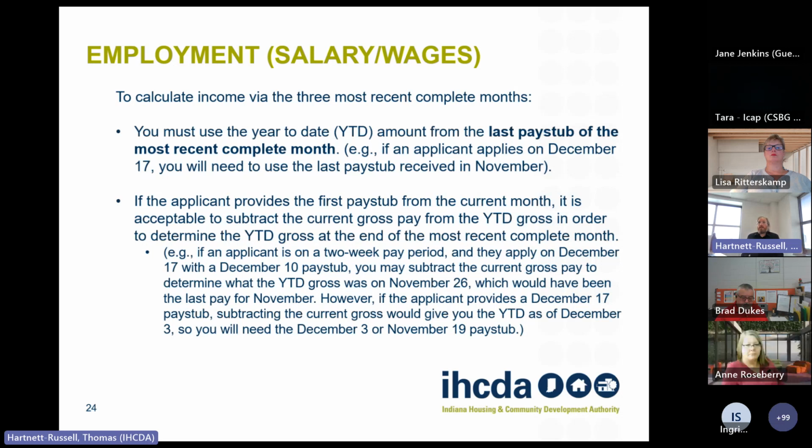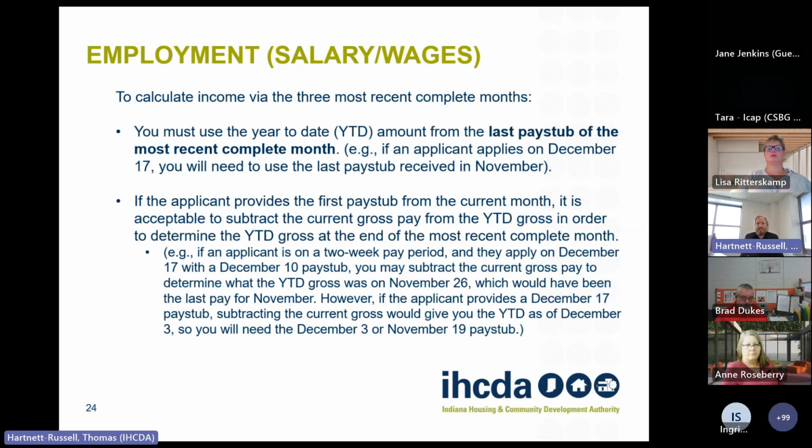So to calculate income via the 3 most recent complete months, you must use the year-to-date amount from the last pay stub of the most recent complete month. For instance, if an applicant applies on December 17th, you would be using the last pay stub received for the month of November. If the applicant provides the first pay stub from the current month, it is acceptable to subtract current gross pay from that year-to-date gross in order to determine the year-to-date gross at the end of the most recent complete month.